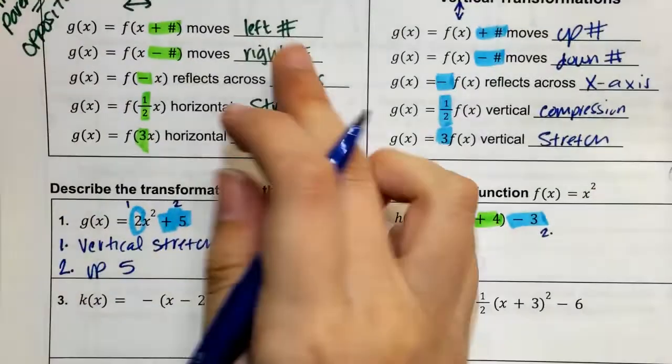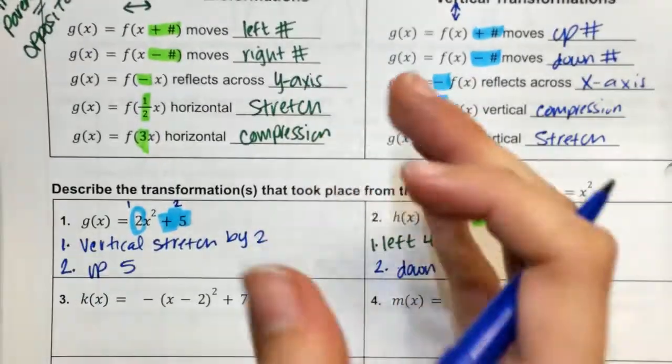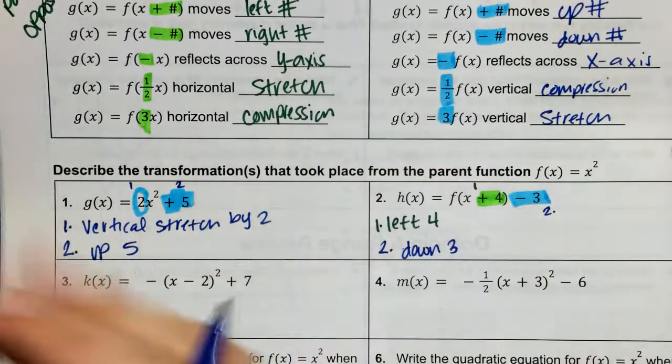More or less, the more you get these, the more you start to memorize. It's really important to memorize more or less this table. You're not given this table on the STAAR or on a test, so make sure you know what's a compression, what's left, what's right, what's vertical, what's horizontal.